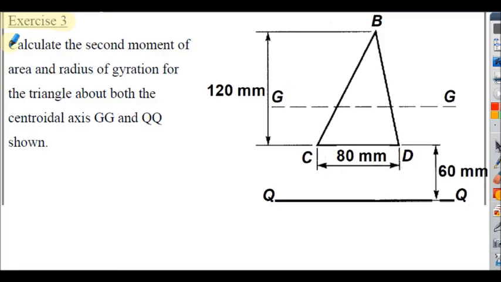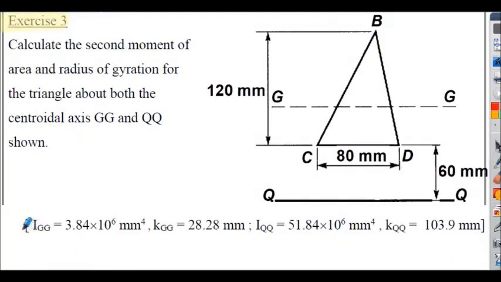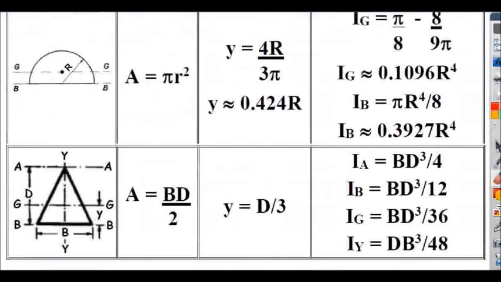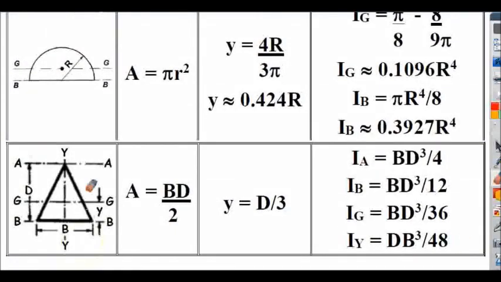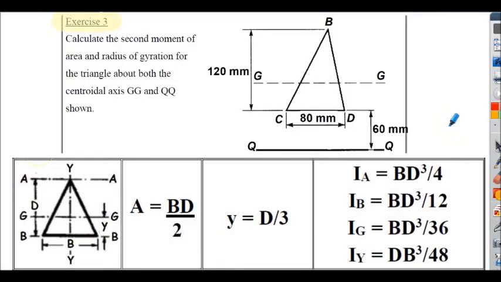Exercise 3, we've got to calculate the second moment of area and radius of gyration for the triangle about both the centroidal axis GG, shown here, and the datum axis QQ, shown here. Exercise 3, here are the answers for your reference. Obviously this time you'll have to refer to our standard table and extract the values associated with the triangle, shown here. I'd encourage you to stop the presentation and attempt exercise 3, but the full worked solution is shown on the following slide.